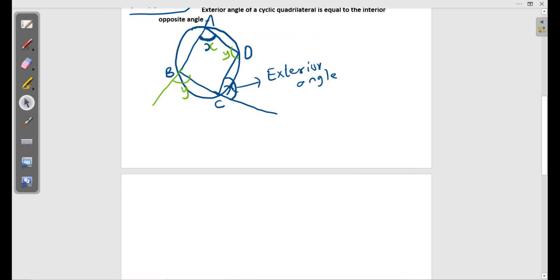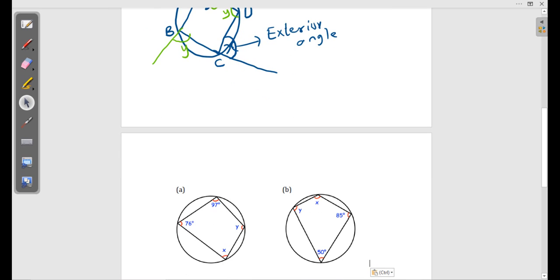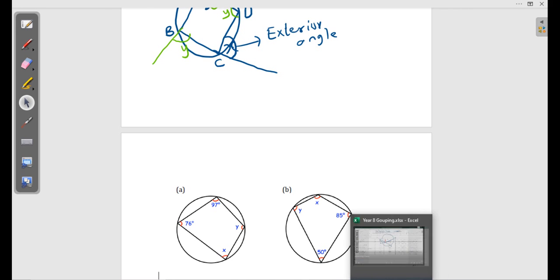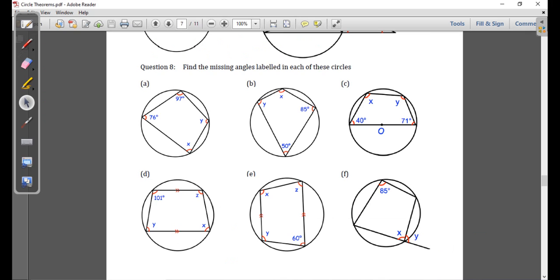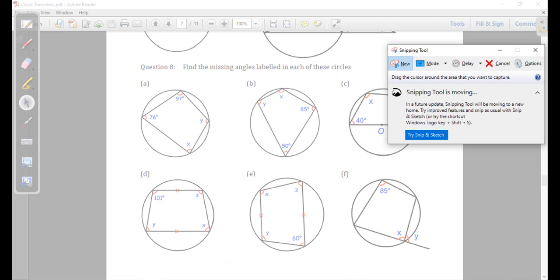So we will take some questions, and I will get back to solve those questions in a jiffy. So I want to take another one on the other theorem on exterior.